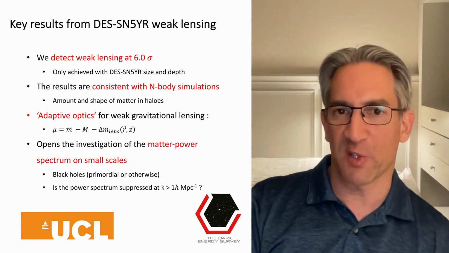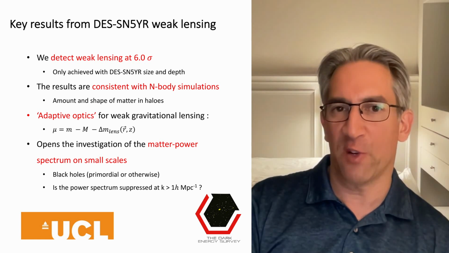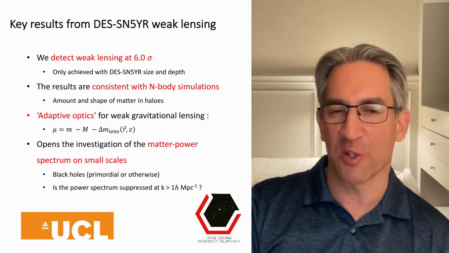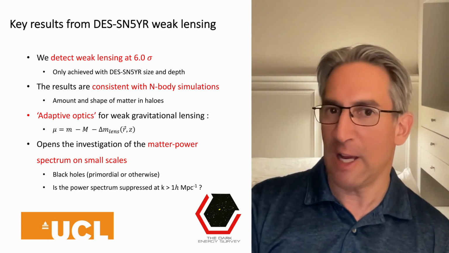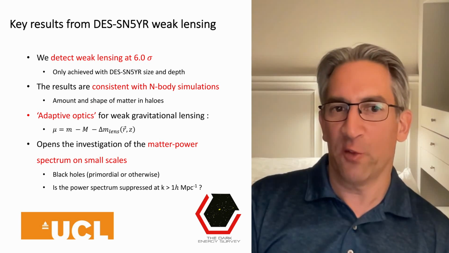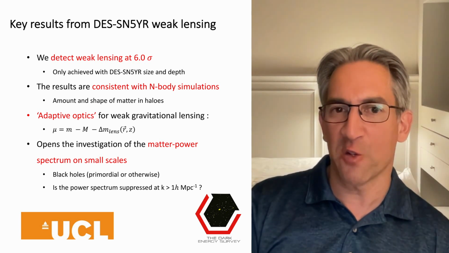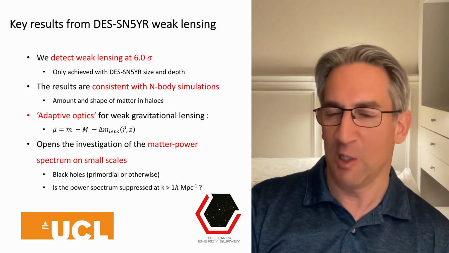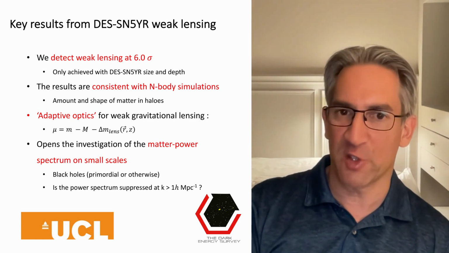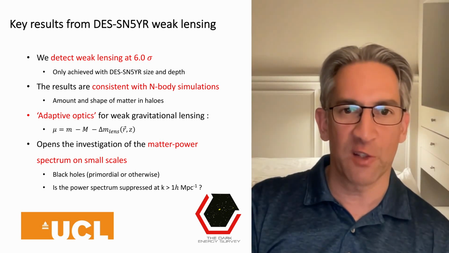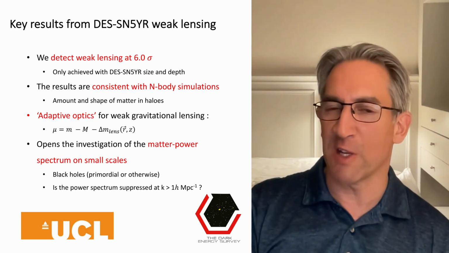And also because of the size and depth of the DES 5-year sample. Now, our results are consistent with N-body simulations, and that is the amount and the shape of the dark matter halo profiles. We can go further and we can correct distances using our calibrated lensing estimator for weak gravitational lensing. When we do that, we find some small shifts in cosmological parameters, which means slightly less preference for evolving dark matter, but not really at any great significance.